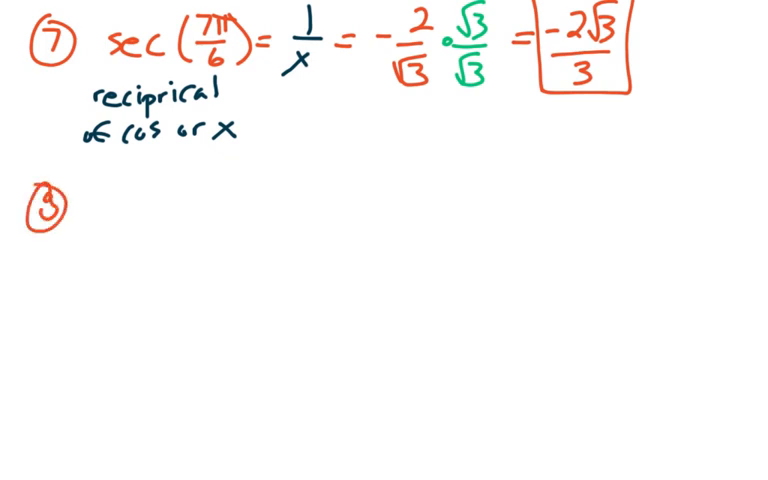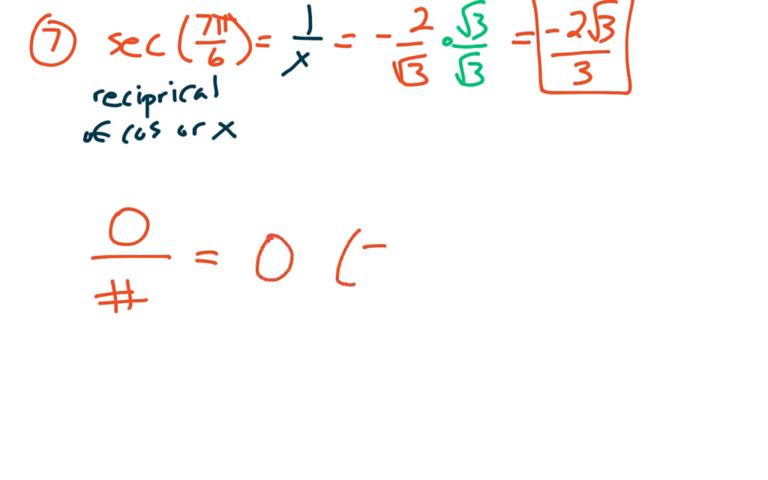Oh, let's do 1 or 2 more. Actually, video's getting long. Let's just call it a day. Some special ones, if you have 0 over a number, this equals 0. If you have a number divided by 0, this is undefined.